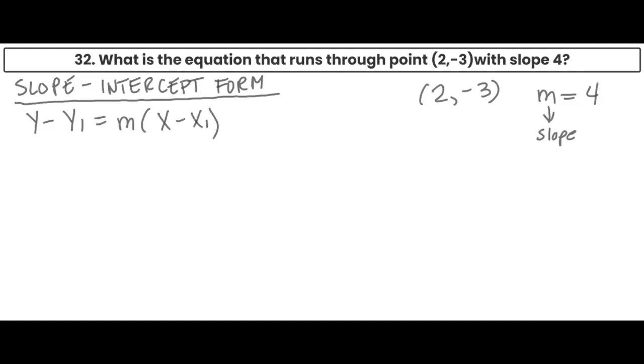So let's continue with number 32, shall we? Which states: what is the equation that runs through the point (2, -3) with slope 4? Obviously, the way to begin this problem is that we have to write down the slope-intercept form, which is y minus y1 equals m times x minus x1.